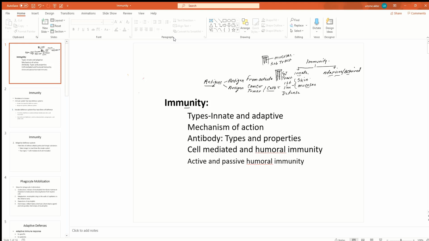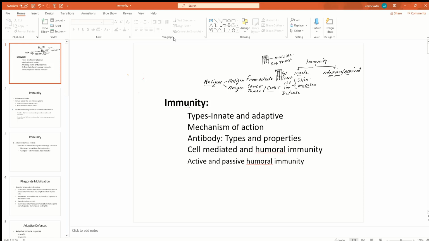So they will try to stop first, and the first line of defense will try to stop any kind of antigens. It is not selective, right? Skin will not say that I will try to stop this virus, but I will let this other one go. It will try to stop anything. So it is not specific, it is non-specific. Same is mucosa.